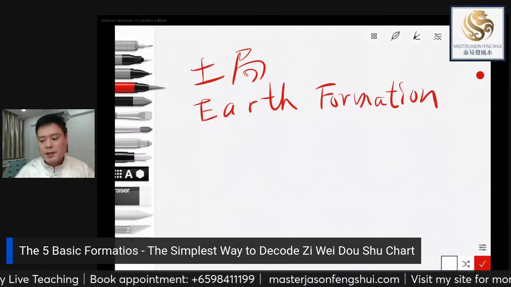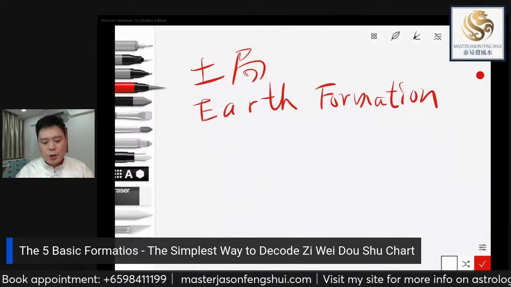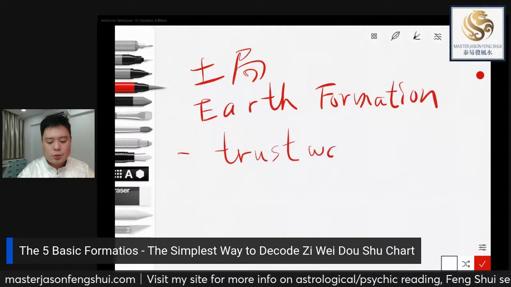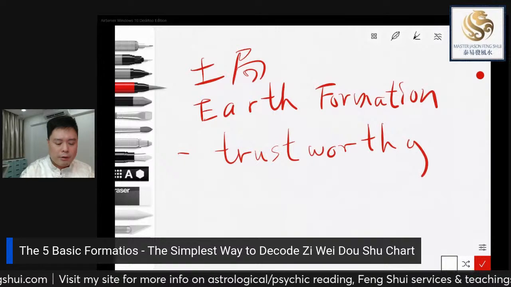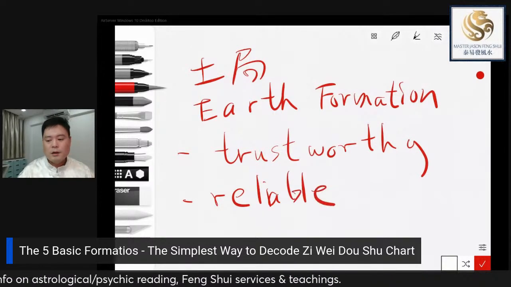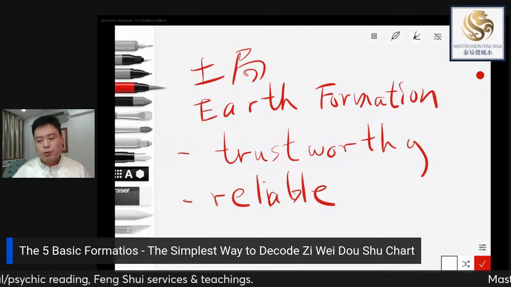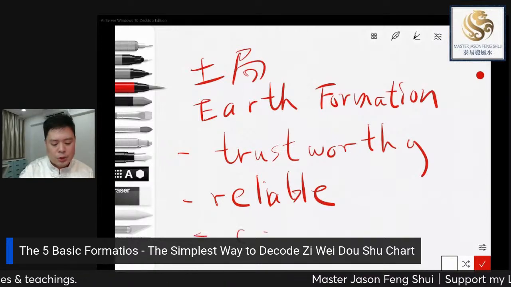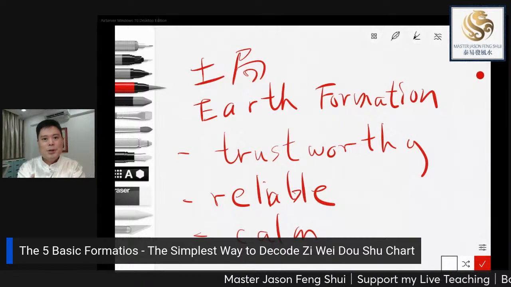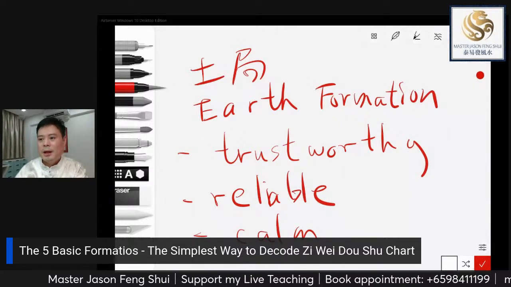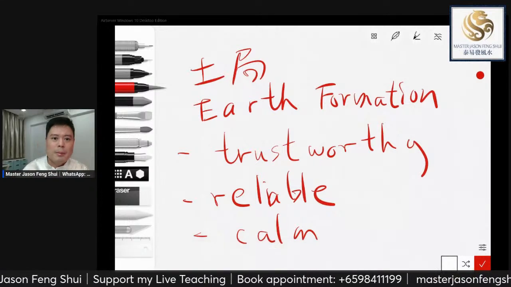people who have this earth formation are usually very trustworthy and very reliable. Earth characteristics is very trustworthy, very reliable, and usually they can be very calm also. Very calm. You don't see them exhibiting a lot of extreme emotion, etc. It's very much like a mountain.